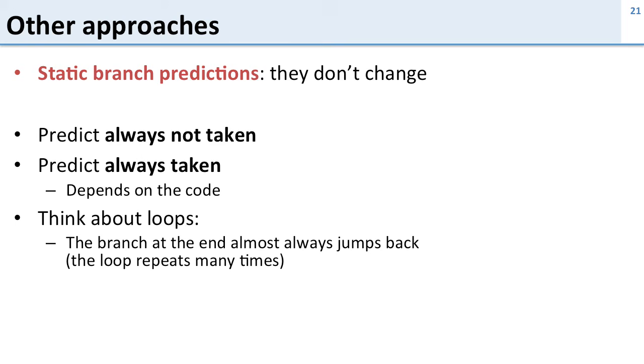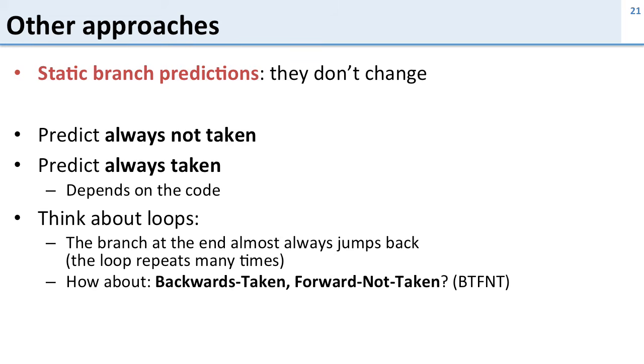In a loop, you go around and around the loop many times. What that means is that the branch at the end almost always jumps back to the front of the loop, because this loop is repeating a lot. So we could have a predictor which takes advantage of that. We could predict that backwards branches are taken and forwards branches are not taken, or BTFNT. The idea here is that in a loop, when you jump back to the top of the loop, you almost always go around the loop. So jumping backwards, you should be taken, but when you're jumping forwards, you're probably leaving the loop, so you're probably not going to take it.